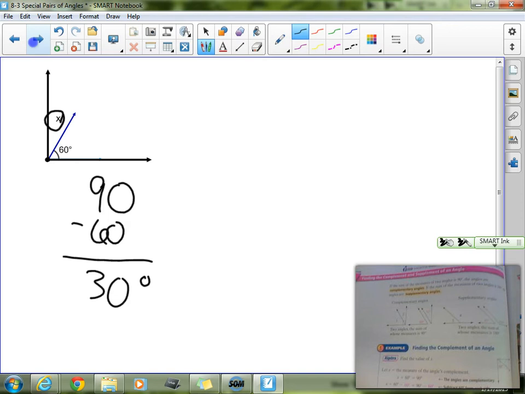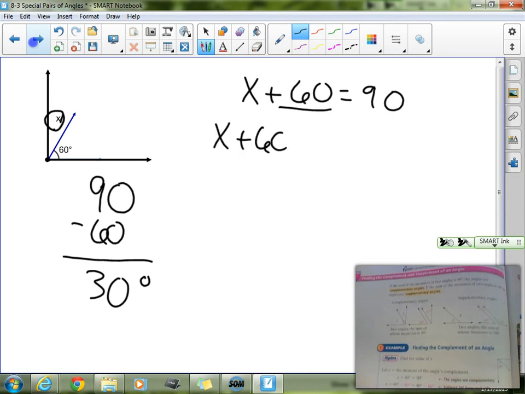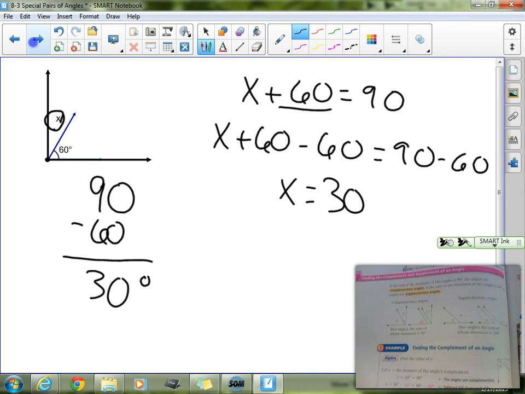Now the book, and I do want to show you this, the book shows it the algebraic way. They're going to show it like this. x plus 60 is going to equal 90. So for example, the missing angle plus 60 degrees is going to equal 90 degrees. So from our algebraic work, we know that we have to subtract, so it would be x plus 60 minus 60 equals 90 minus 60. So we have x equals 30 degrees. So that is an example of complementary angles.